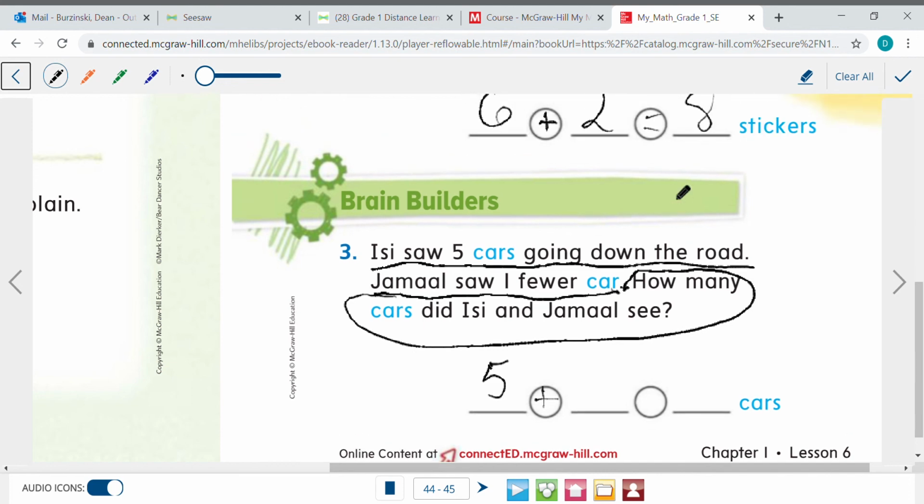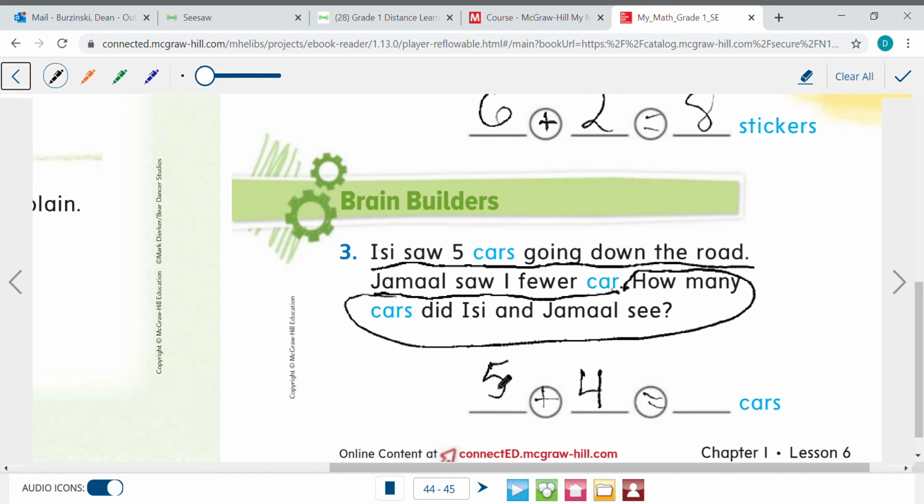Well, if Isai saw 5, what's one fewer than 5? We count back from 5. One fewer or one less than 5, the number right before 5 is 4. So Jamal saw 4. That takes some thinking on that one. That's why it says brain builder. All right, now what does that equal?